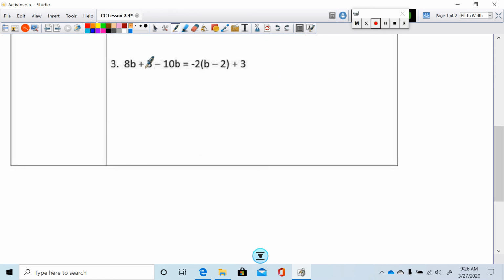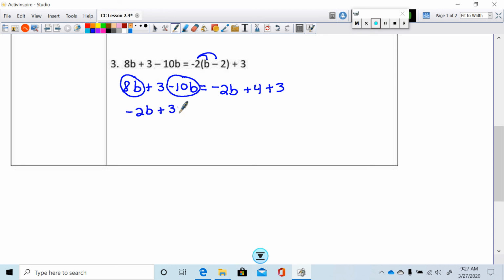Okay, on the next one, in front of my equal sign, I don't have any parentheses, so I'm just going to write it down. Plus 3 minus 10b equals, now I'm going to distribute. Negative 2 times b is negative 2b. Negative 2 times negative 2 is a positive 4. And then plus 3. In front of my equal sign, I can put my b's together. 8 take away 10, that's a negative 2b plus 3 equals, after my equal sign, I know what 4 plus 3 is. I have negative 2b plus 7.